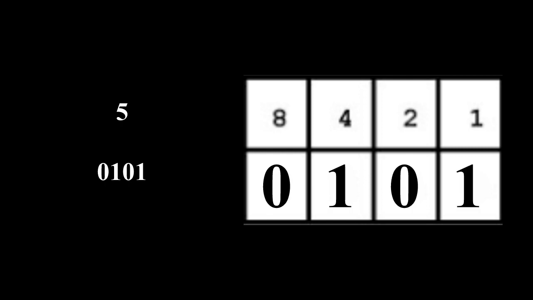Things get a bit more complicated with numbers that aren't 2 raised to a certain power. The number 3 is written as 0011 because 3 is the sum of 0 8s, 0 4s, 1 2, and 1 1. Another example is 5, which is written as 0101. 5 is the sum of 0 8s, 1 4, 0 2s, and 1 1.